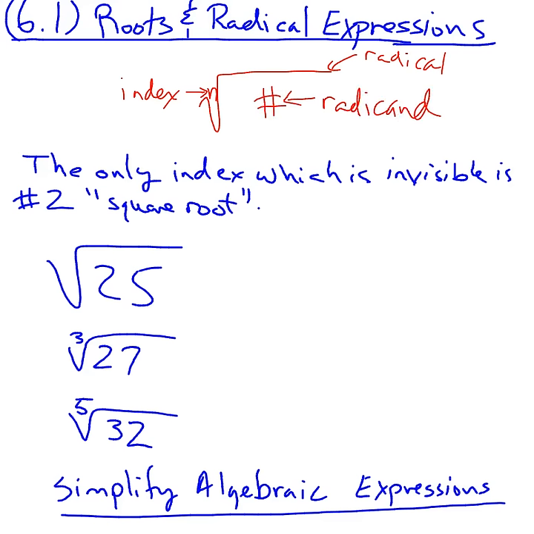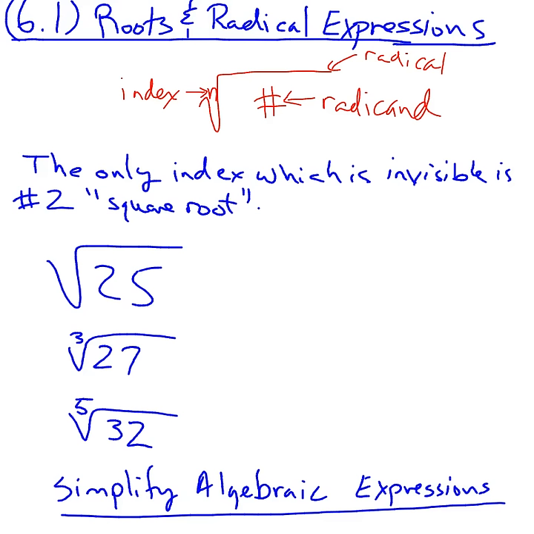Now, the ones that you're used to are what we call square roots. A square root is a radical whose index is 2. So there's really a 2 there. But the only radical that can have an invisible index is the square root. If you don't see a number there, see how the 2 disappeared? If you don't see a number there, then you know that's a 2.